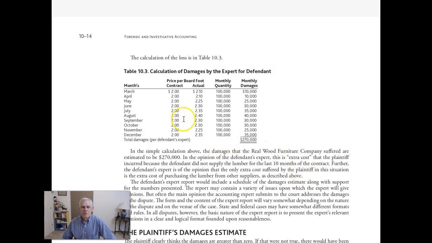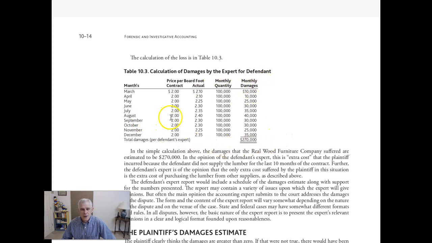Simple calculation. This is the contract price. Actual cost going out to buy somewhere else, we're talking 10,000 board feet per month. So find the difference. So 10 cents times 100,000. The damages for March, $10,000. You'll do that for each one of these.